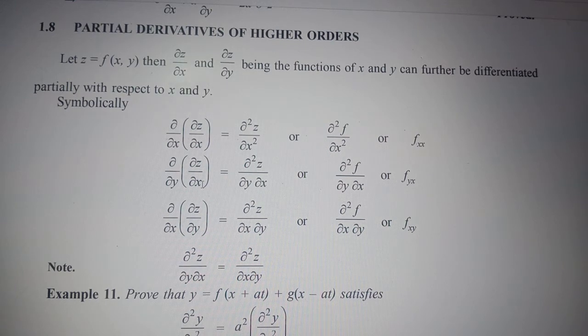Fxx means the double derivative of a function with respect to x. Similarly, fyx and fxy. Okay, so this is very simple to remember. It is very simple to identify the representation of the derivative of a function with respect to x and y. This is y and x, this is xx. Okay.